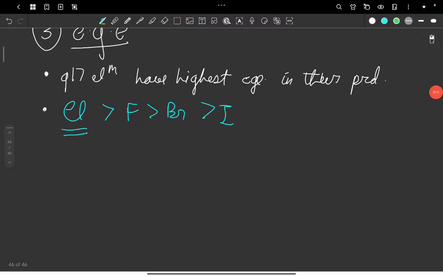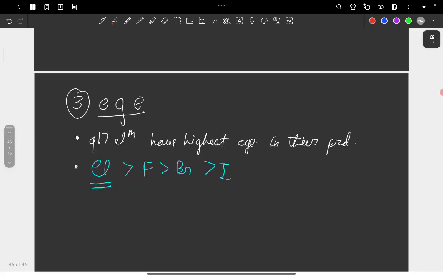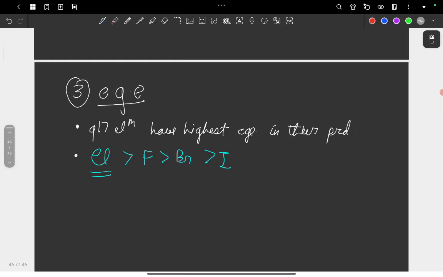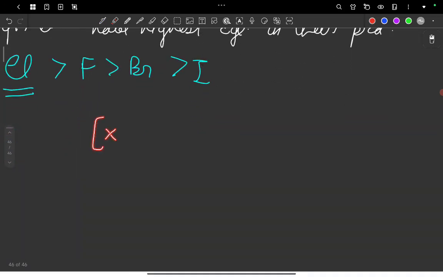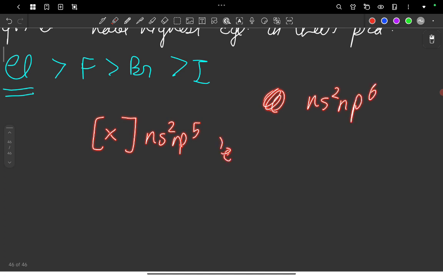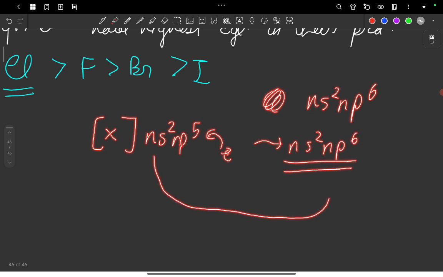One second again. Now, if you want to understand the concept of electron gain enthalpy and why it is so high for halogens in a more intuitive way, think of it like this. They have an electron configuration of ns2 np5. You know that a noble gas configuration, ns2 np6, is very stable. So if you give this one more electron, it becomes an ns2 np6 configuration. So it is going from a less stable state to a more stable state.